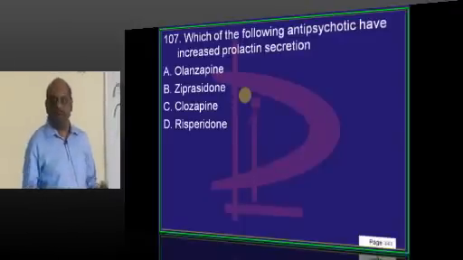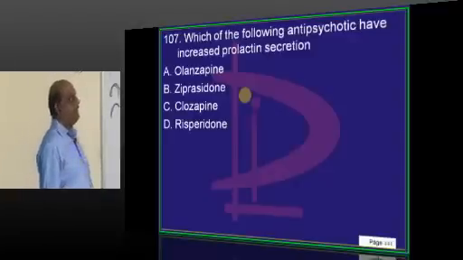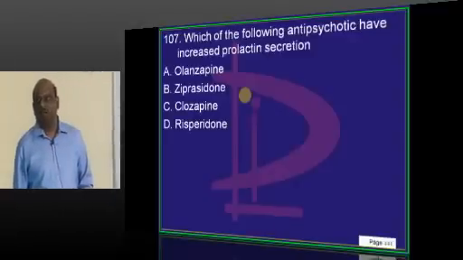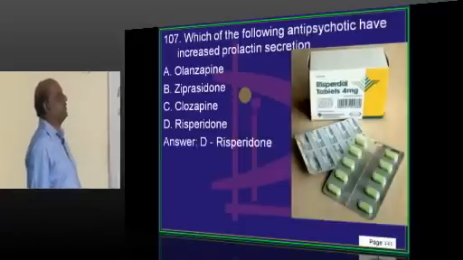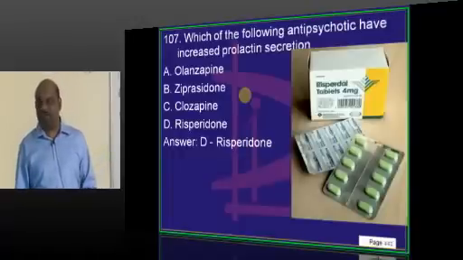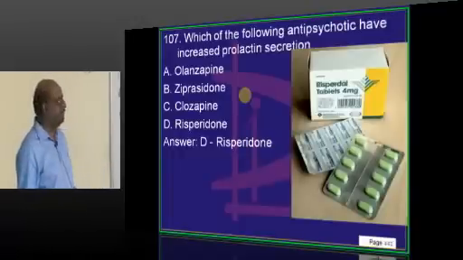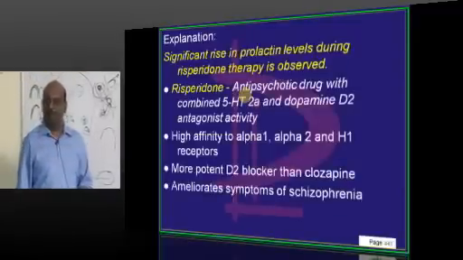Antipsychotics are divided into typical and atypical antipsychotics. But which antipsychotic among them is typical and atypical, you should recognize. Risperidone is the one which is an atypical antipsychotic which leads to the development of increased prolactin production, risperidone therapy.